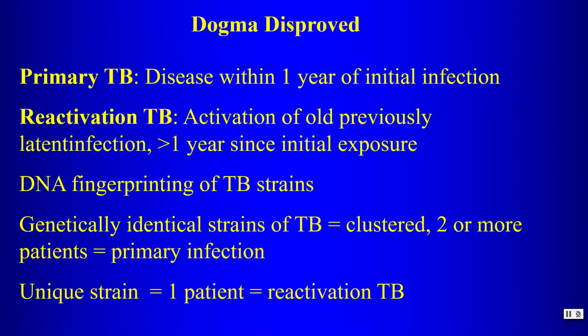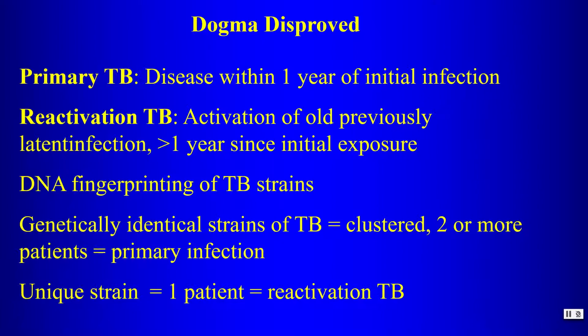So let's define some terms. Primary tuberculosis is disease within 1 year of infection. Reactivation tuberculosis is activation of old previously latent infection greater than 1 year since initial exposure. And the way we can differentiate between these types of infection is through DNA fingerprinting of tuberculosis strains.